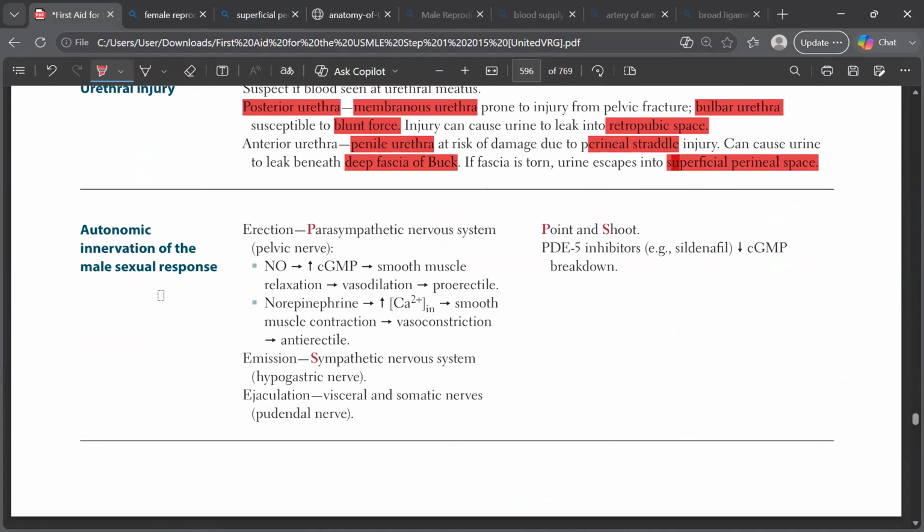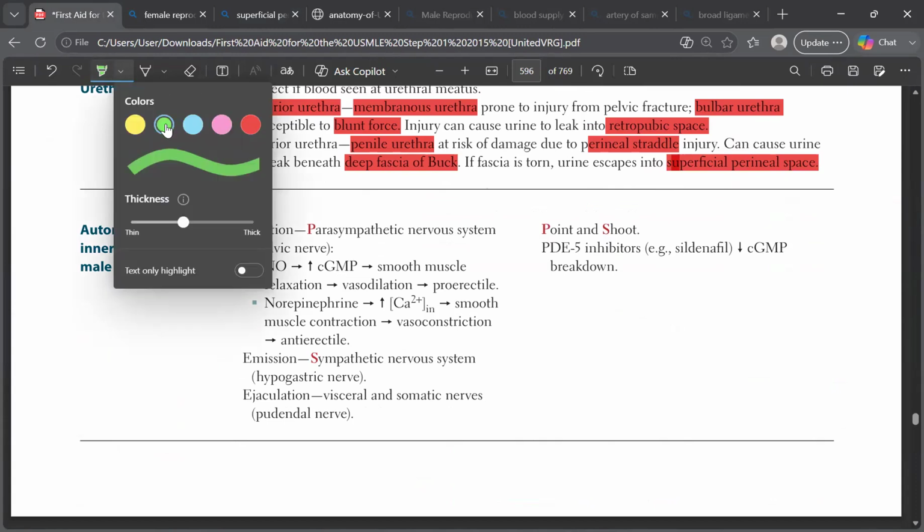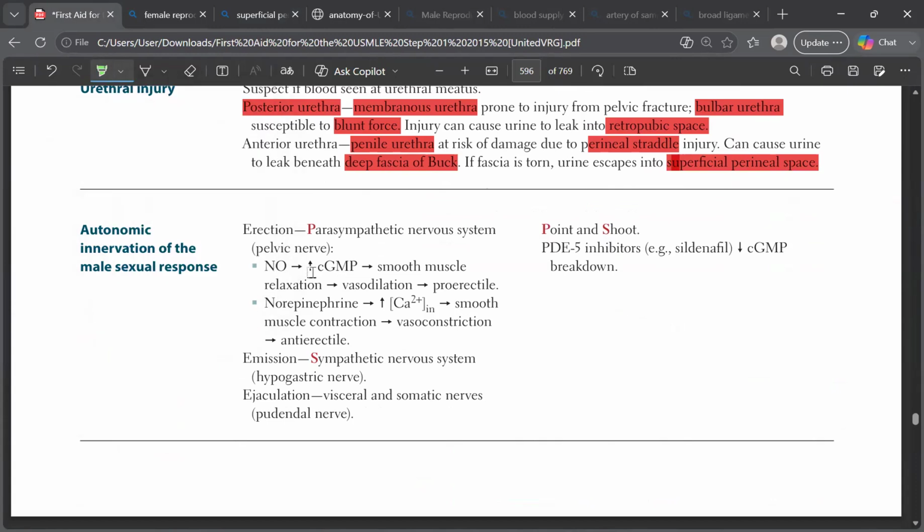Anatomic innervation of male sexual response: erection is by the parasympathetic nervous system, pelvic nerve. In this process, there is nitric oxide, which causes increase in cyclic GMP, which causes smooth muscle relaxation and vasodilation, and this makes it pro-erectile. And norepinephrine causes increase in calcium intake and smooth muscle contraction, vasoconstriction, and it makes it anti-erectile. So norepinephrine is anti-erectile and nitric oxide is pro-erectile.